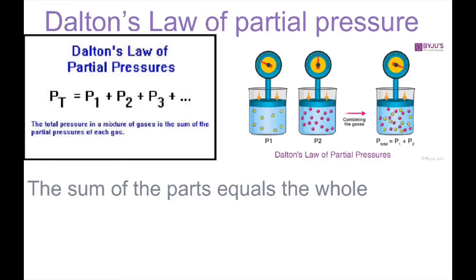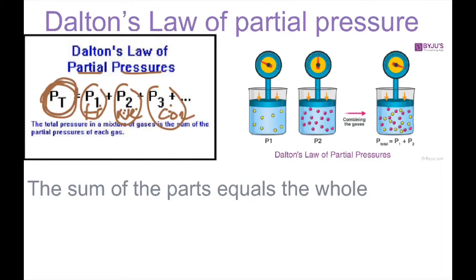This law basically states that if you have individual gases, let's imagine this is hydrogen right here, this is, I don't know, neon, and this is carbon dioxide, three different gases, they would each have their own individual partial pressures. And when you add them up, you will get something called the total pressure. So a mixture of gases, their individual partial pressures will give you some total pressure. Or to summarize it, the sum of the parts equals the whole, the whole being the total pressure, PT over here.